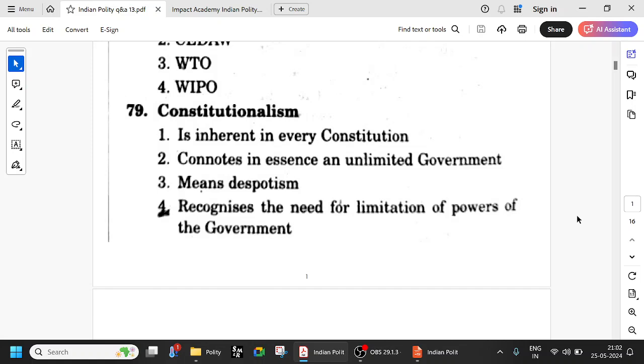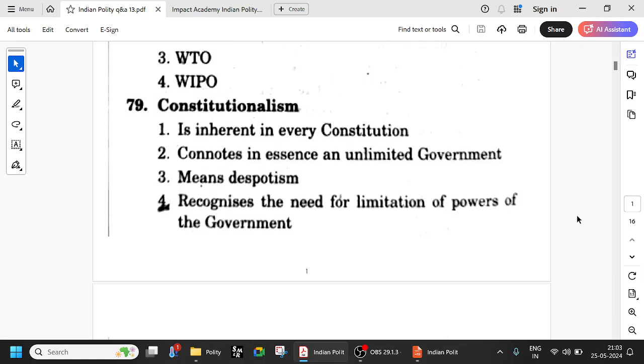Suppose you have a right to religion. That means the government cannot force any religion on you. That is basically a limitation on the government. That is how it is seen, and it is frequently asked also. Remember that. Fundamental rights are a limitation on the government; directive principles encourage the government.